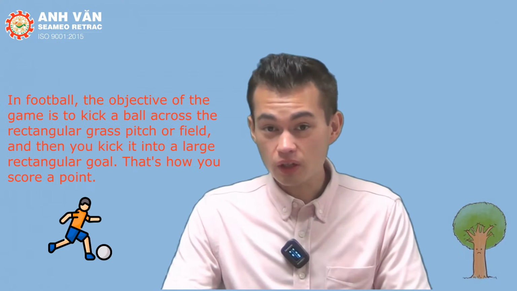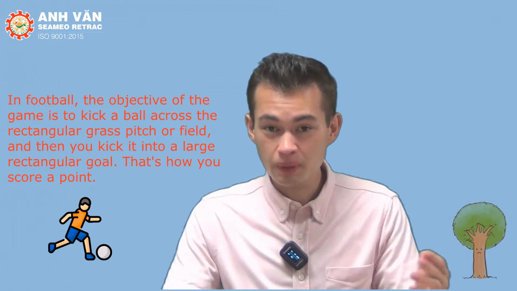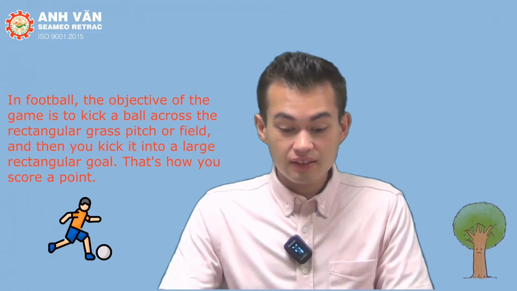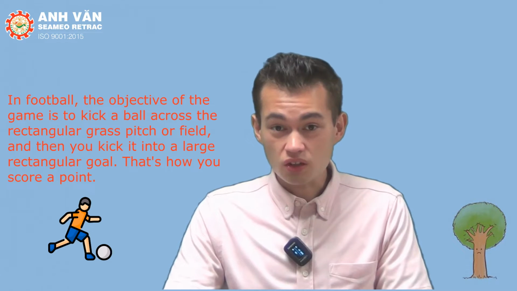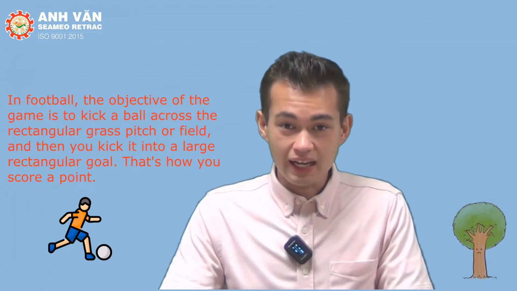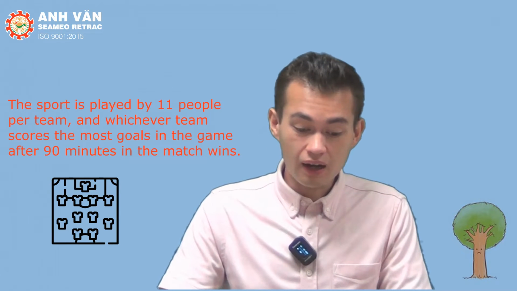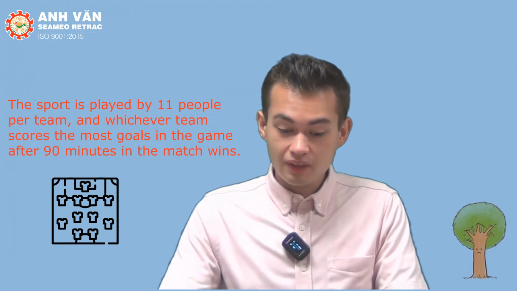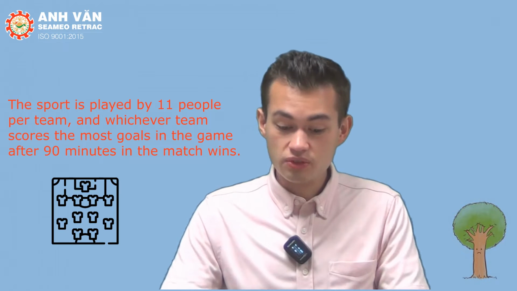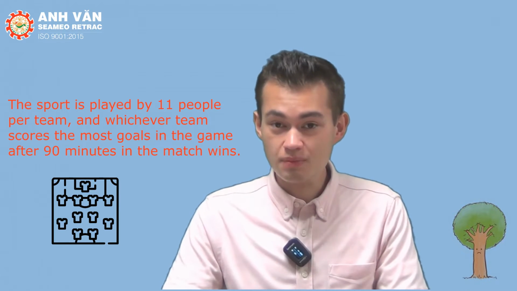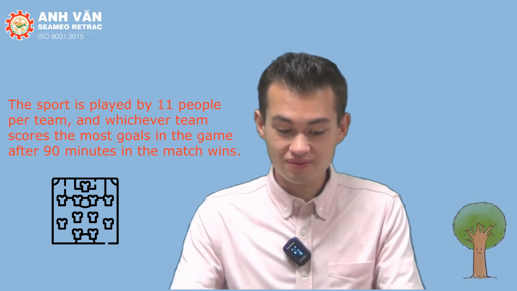So, in football, the objective of the game is to kick a ball across a rectangular grass pitch or field. And then you kick it into a large rectangular goal. And that is how you score a point. The sport is played by 11 people per team, and whichever team scores the most goals in a game after 90 minutes in the match wins.